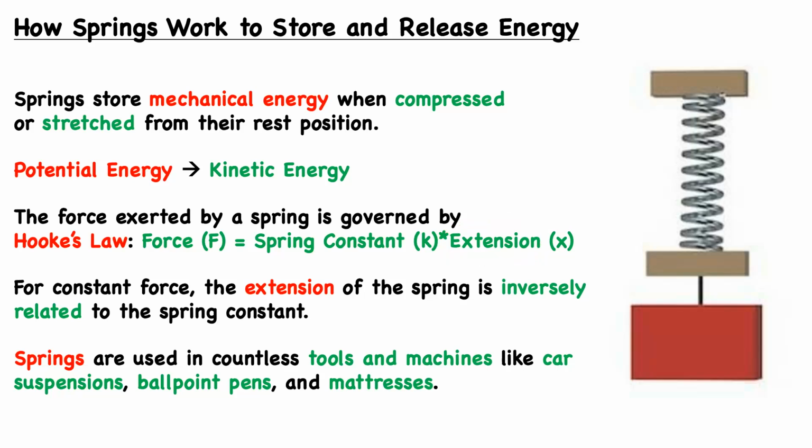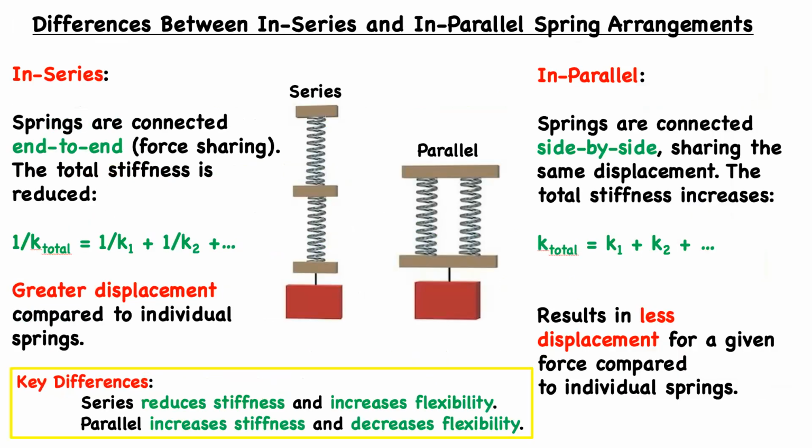Now, of course, springs are used in countless tools and machines, many of which we probably don't even know. There are some obvious ones like car suspensions and mattresses. We all know the spring mattress. But then there are other examples that are lesser known, like ballpoint pens. Springs are everywhere. So now let's talk about the different ways that springs can be combined and used together.